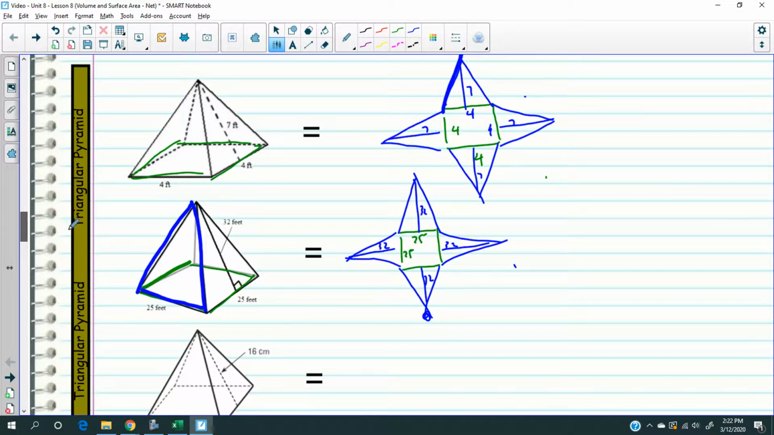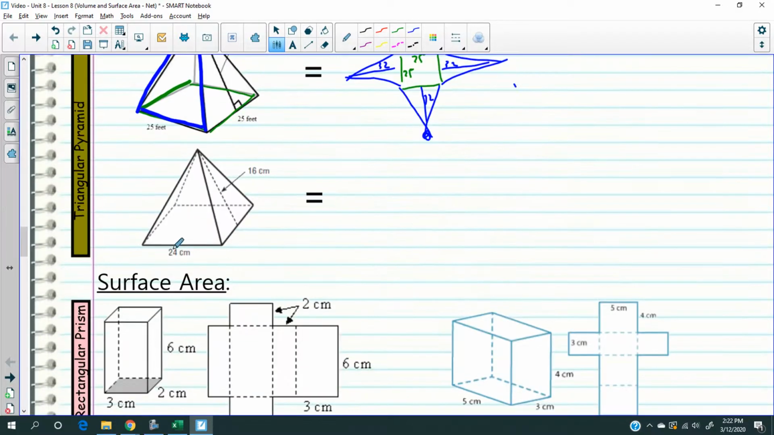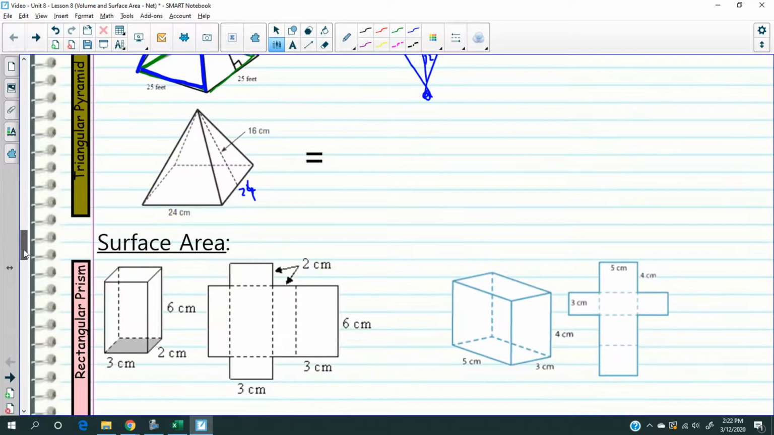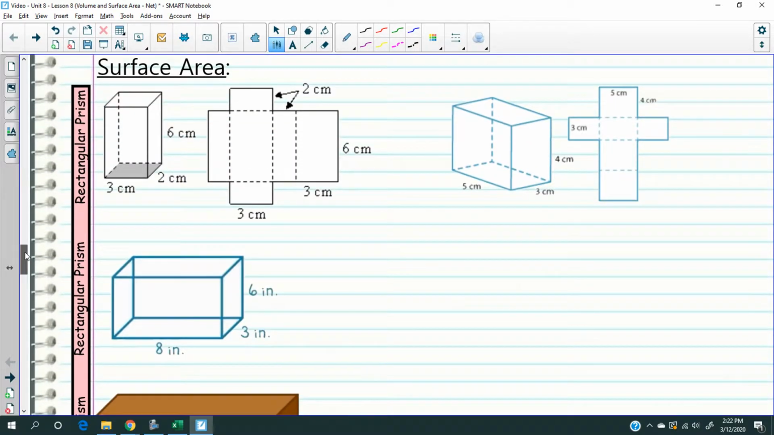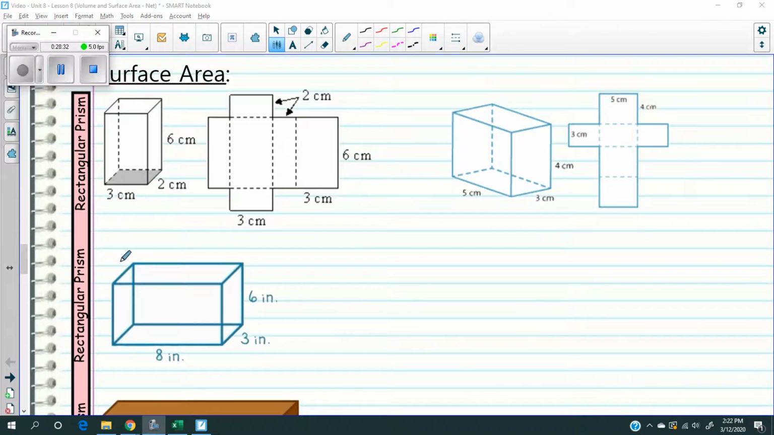Okay, that's how you do it. All right, so try this last one on your own. That's a 24 by 24. Okay, so yeah, go ahead, try that. All right, okay. Now, lastly, I am going to connect what we learned earlier with the nets and talk about surface area.